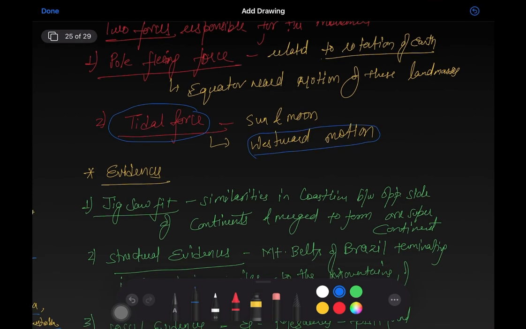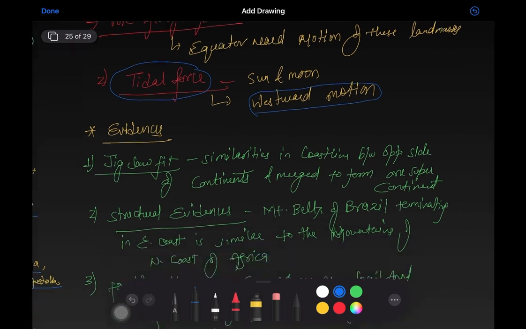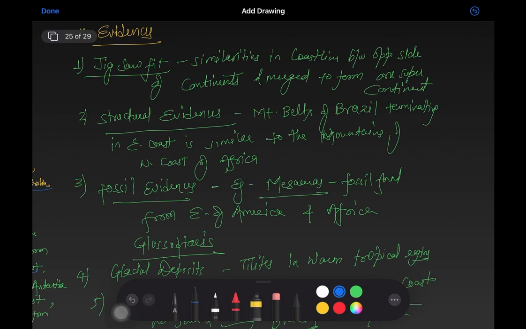What are the evidences that prove the continental drift theory? The first evidence is the jigsaw fit. What is this jigsaw fit? Jigsaw fit is the similarity in the coastline between opposite sides of the continents, and if we merge them, they will form one supercontinent.